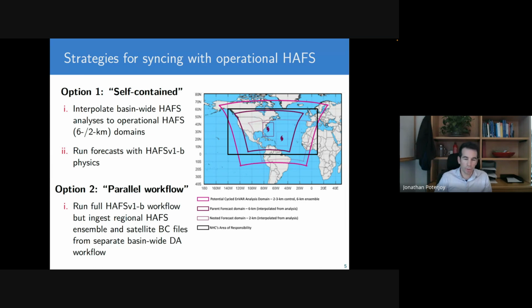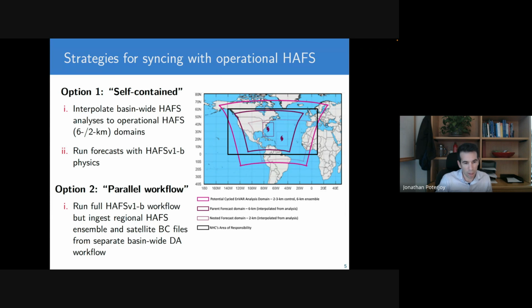And on top of doing the data assimilation part of this, we're testing out 2 different workflows for incorporating these DA analyses into forecasts in a way that resembles the operational setup. The first one I'm going to call a self-contained workflow, in which we just take our output from this data assimilation performed over this big magenta region and interpolate it onto a 6-2 domain setup where we have a 6 kilometer nest and a 2 kilometer moving nest that follows the storms from the forecasts. And so that can be done for either the deterministic analysis we produce or the ensemble members that we produce during DA.